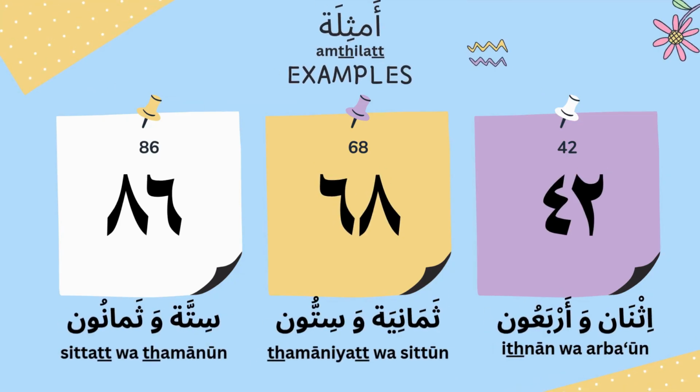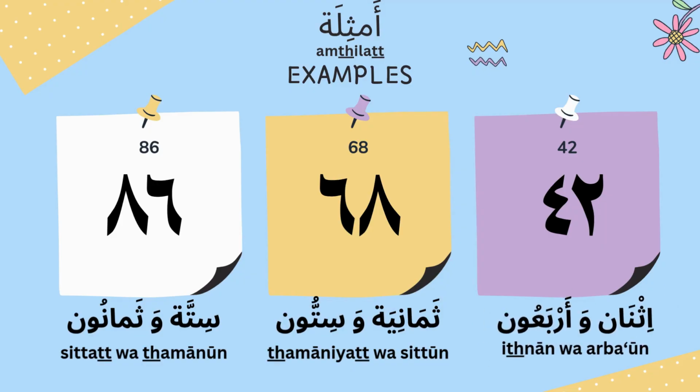Here are some examples. Number 1, sittah wa thamanun. Number 2, ثمانية وستون. And number 3, اثنان وأربعون. Now, let's break it down.